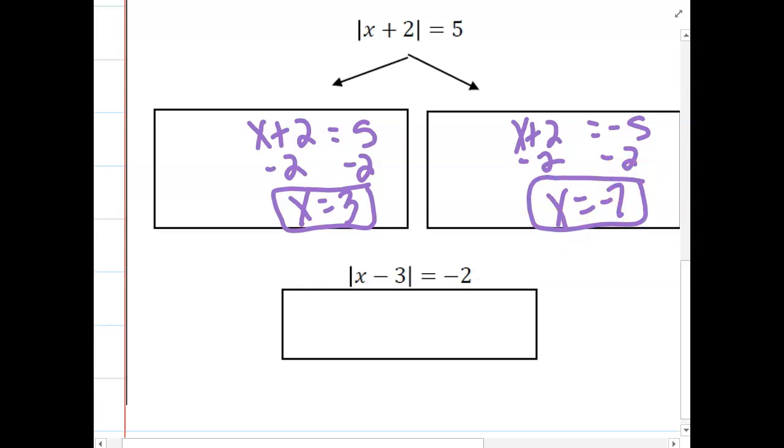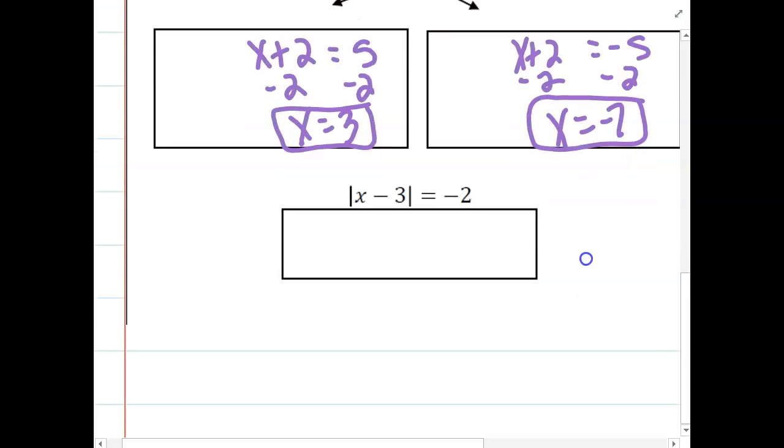Because if you check this, if I plug in 3, 3 plus 2 is 5, the absolute value of 5. And if I plug in -7, -7 plus 2 is -5, but the absolute value of -5 is also 5. See how it works?